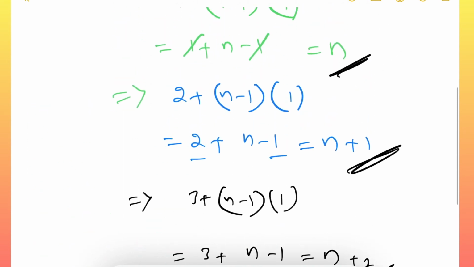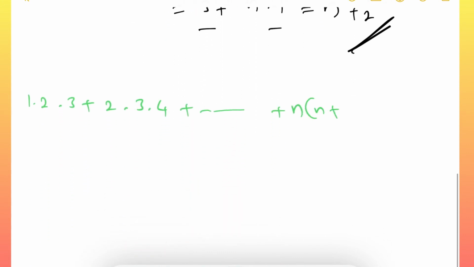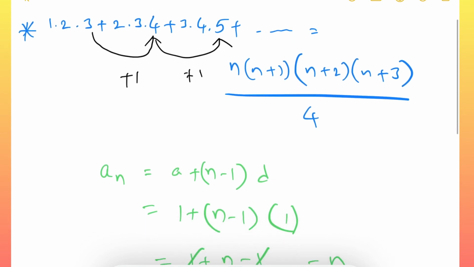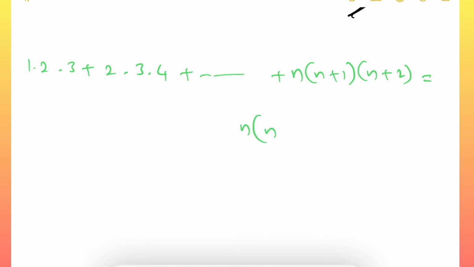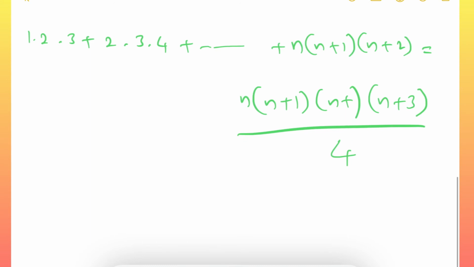1 into 2 into 3 plus 2 into 3 into 4 plus and so on, plus here we got the nth term as n into n plus 1 into n plus 2, which is equal to the right side. He only gave that in the question, that is n into n plus 1 into n plus 2 into n plus 3, divided by 4. I'll write that as it is, which is nothing but n into n plus 1 into n plus 2 into n plus 3 whole divided by 4. So just by some modification I wrote the same question as it is now.